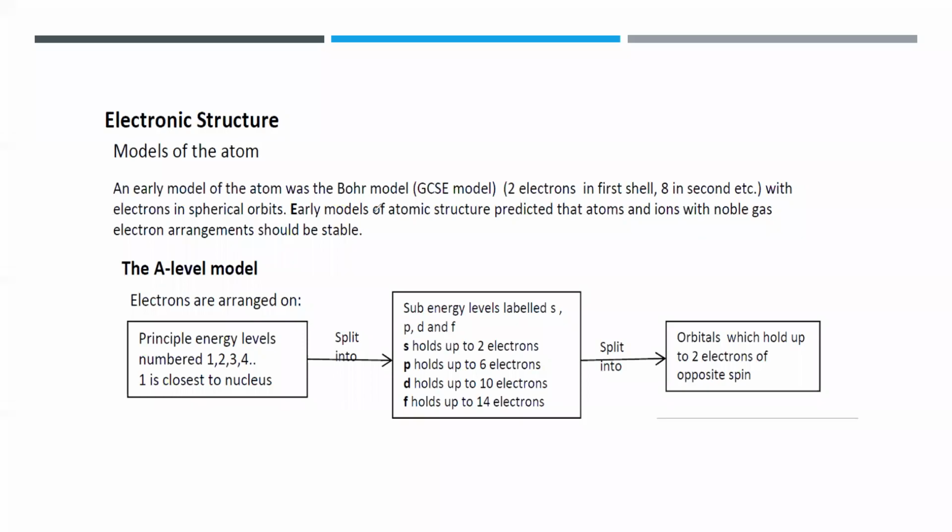This is a continuation of the topic. Last time we discussed the mass spectrometer. Today we'll discuss the structure. The electronic structure means how the electrons are arranged in an atom.